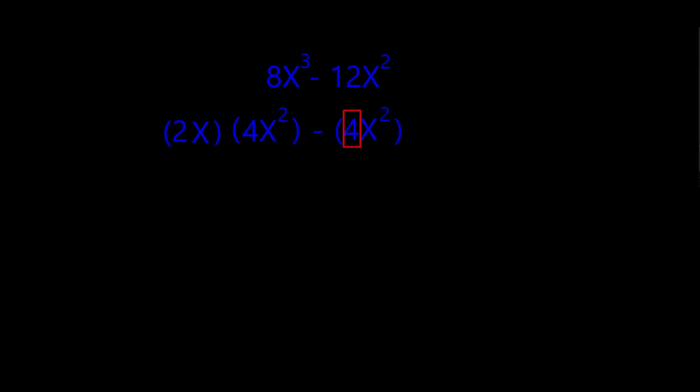What number could we multiply by this minus 4 to get 12? That number would be 3. We want to write the multipliers between brackets with each other. We write 2x minus 3. Next, we write the GCF outside beside the bracket. And we are finished.